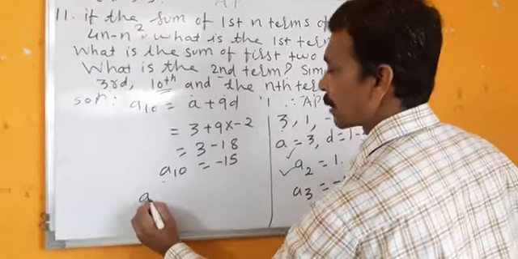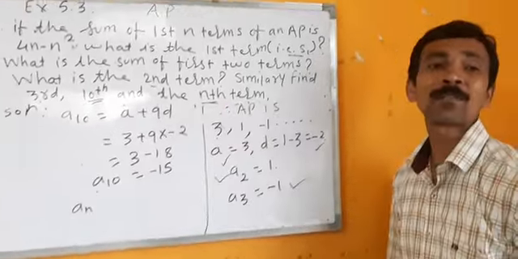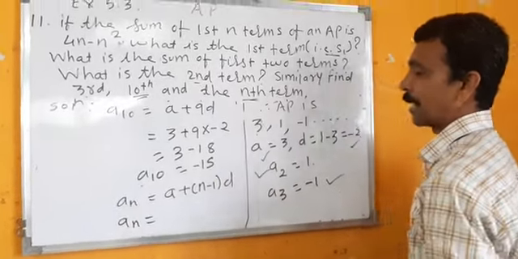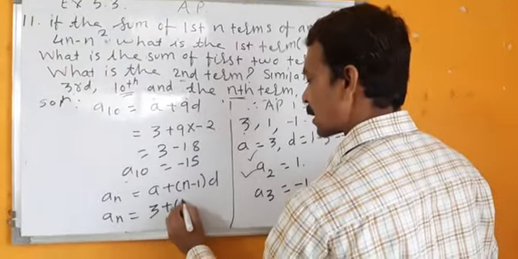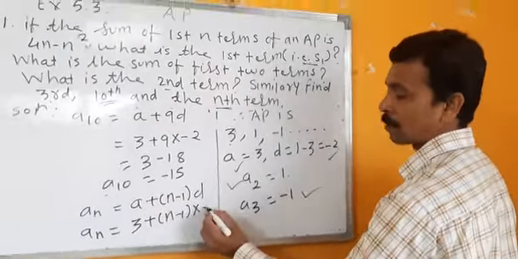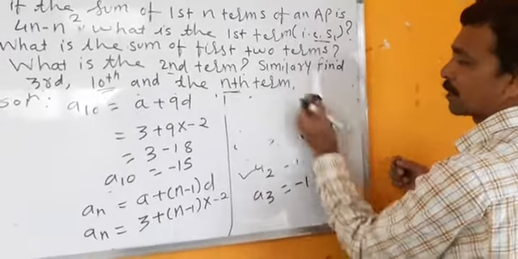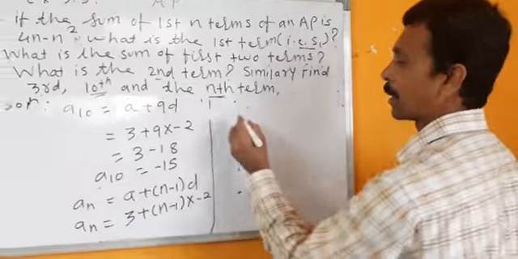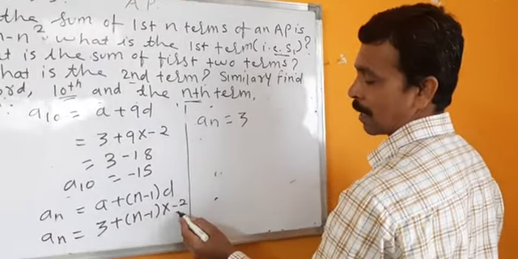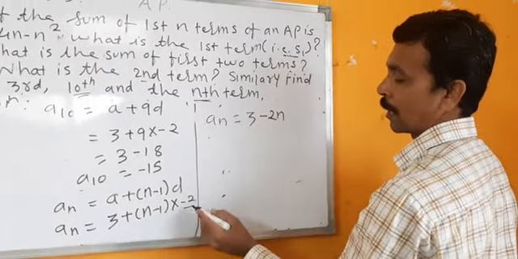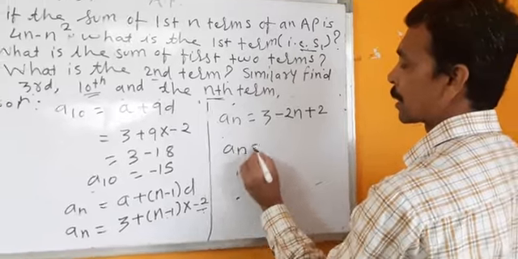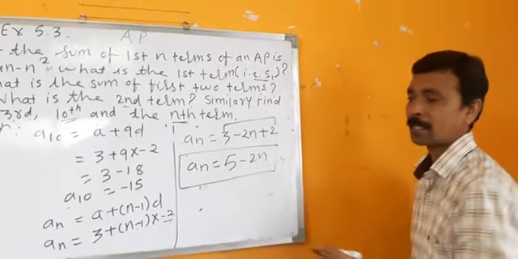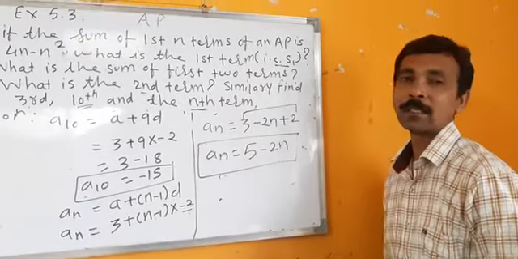And now the nth term, An. We are finding the last part of the sum. An is equal to a plus n minus 1 into d. A is 3, plus n minus 1 into d, which is minus 2. Because there is no value of n here, we keep n as it is, and we get the nth term in terms of n. An is equal to 3, multiply minus 2 with the bracket: minus 2 into n is minus 2n, minus 2 into minus 1 is plus 2. An is equal to 3 plus 2 is 5, so 5 minus 2n. This is the nth term, and this is the 10th term.